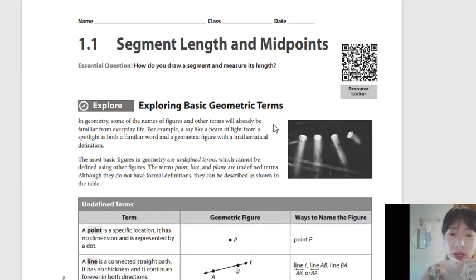In geometry, some of the names of figures and other terms will already be familiar from everyday life. For example, a ray, like a beam of light from a spotlight, is both a familiar word and a geometric figure with a mathematical definition. The most basic figures in geometry are undefined terms, which cannot be defined using other figures. The terms point, line, and plane are undefined terms. Although they do not have formal definitions, they can be described as shown in the table.